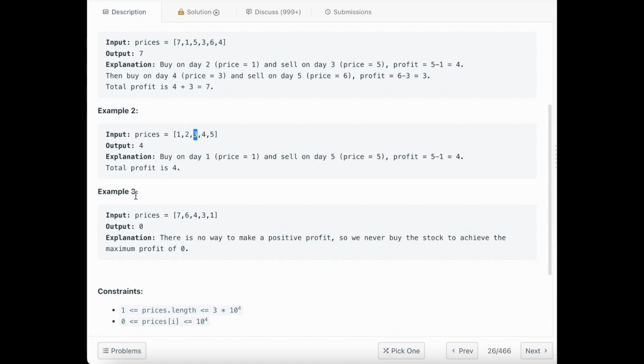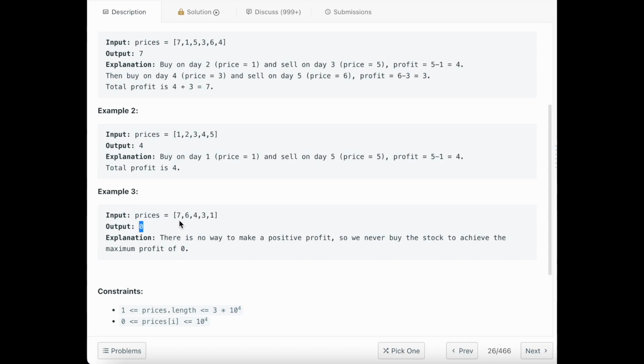And let's go to example 3. The input price array is 7, 6, 4, 3, 1. In this case, if you look at all these prices, they are continuously decreasing, which means no profit can be achieved by making any transaction. So the best thing you can do is purchase a stock on a particular day and sell it on the same day, and the profit you achieve is 0.